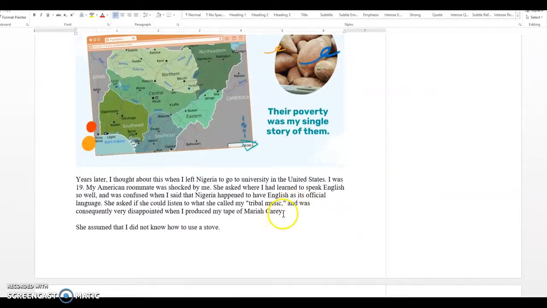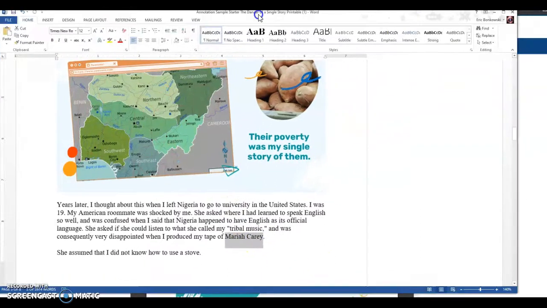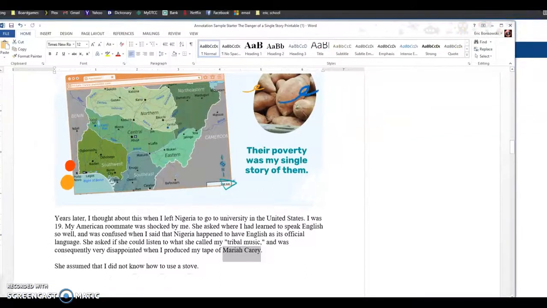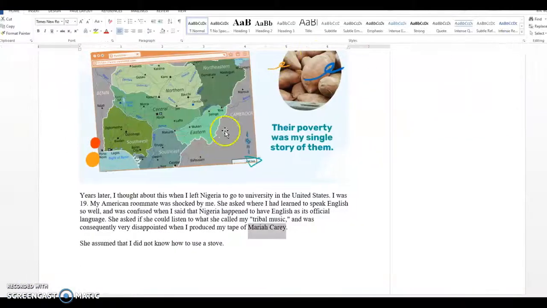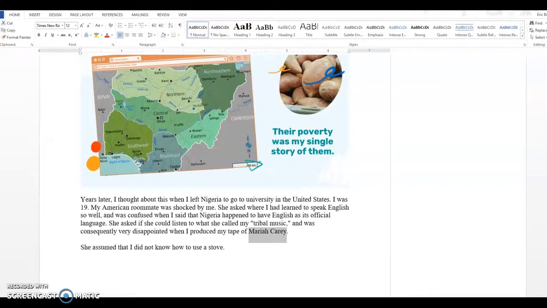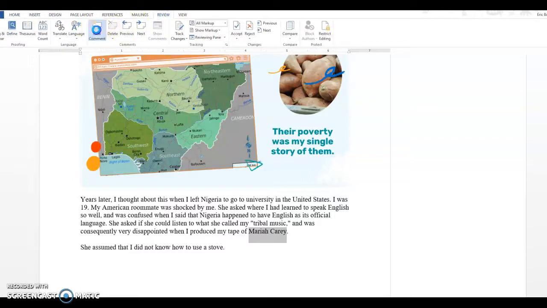Here's another example. Maybe I don't know who Mariah Carey is. Then if I want to add something to Mariah Carey, I can choose to, up here, I'm just trying to make it visible for you guys. There we go. On the tabs, I can choose review, new comment, and it'll add a comment in here. And I will say Mariah Carey is, I'm not going to spoil it for you. So if you need to look Mariah Carey up, you can.